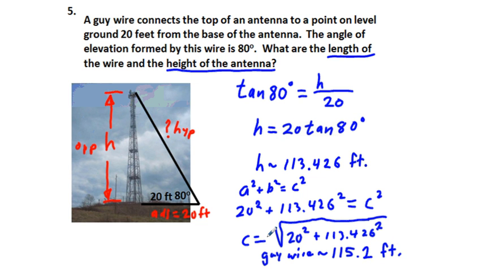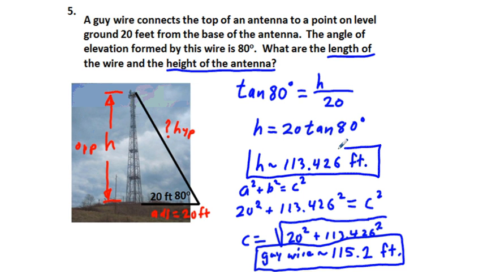And we realize that with this kind of angle, our guy wire length is not much greater than the height of that antenna. So we're going to box in our guy wire length here as a correct answer, and also the height. 113.426 feet is a correct answer.